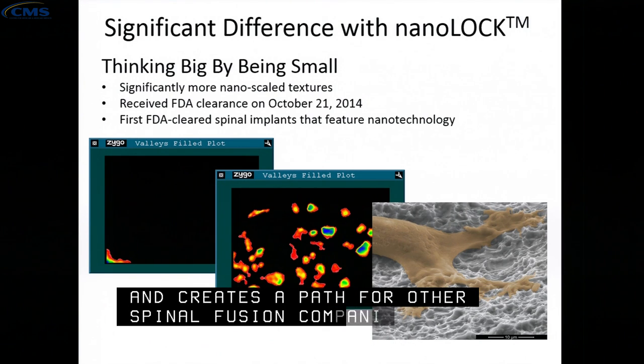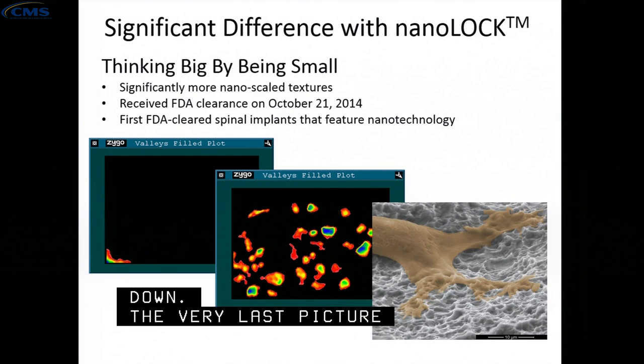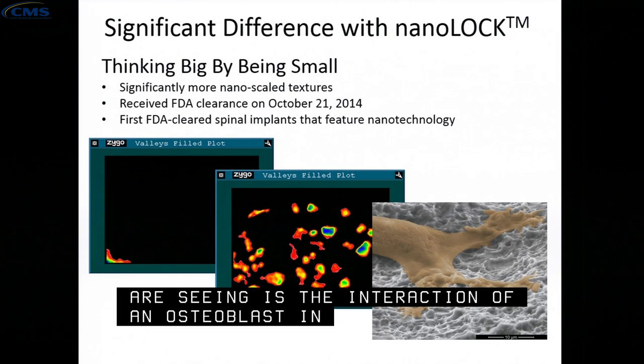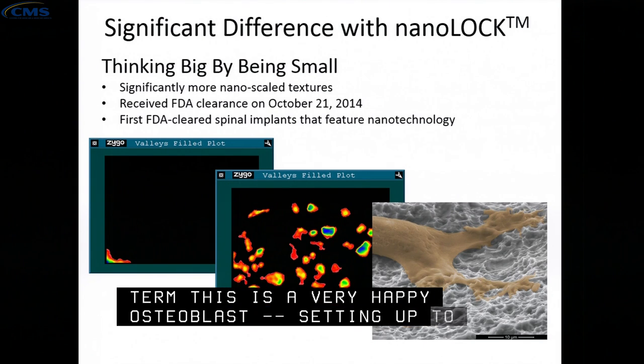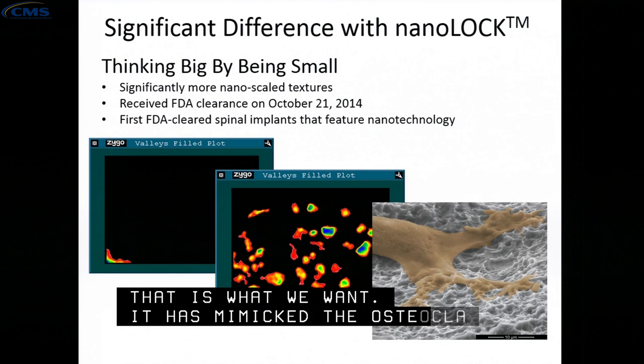The very last picture, what you're seeing is the interaction of an osteoblast. In non-scientific terms, this is a very, very happy osteoblast setting up to build bone, and that's what we want. And it's mimicked the osteoclastic pit, so it knows where to go. That pit is signaling where the cell needs to go to build bone.